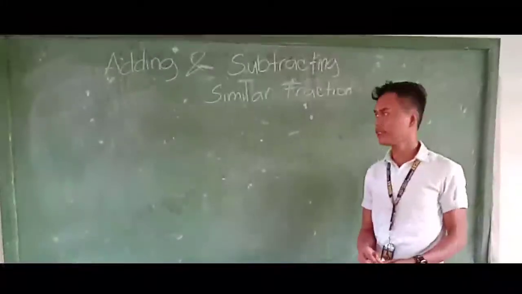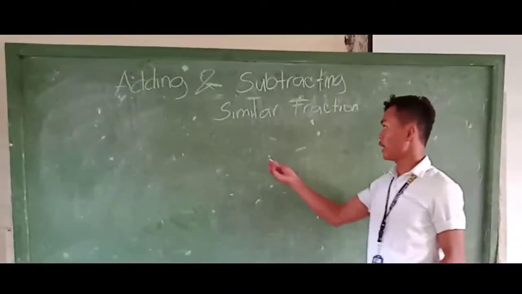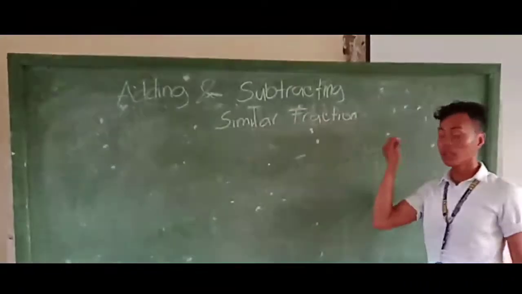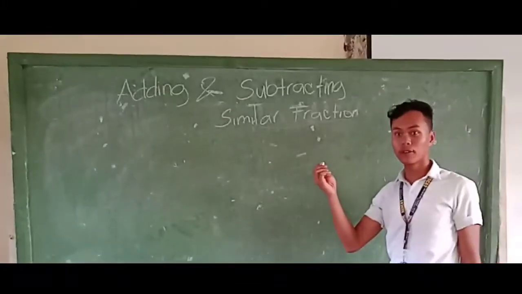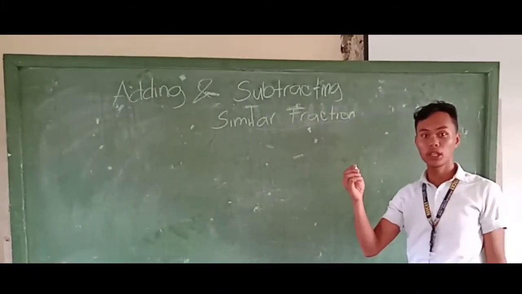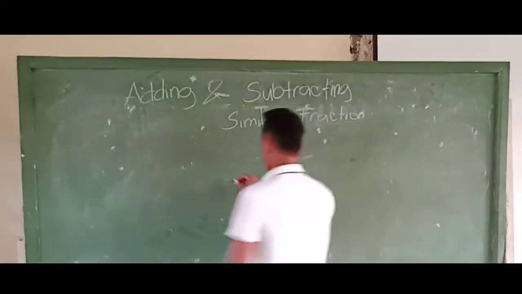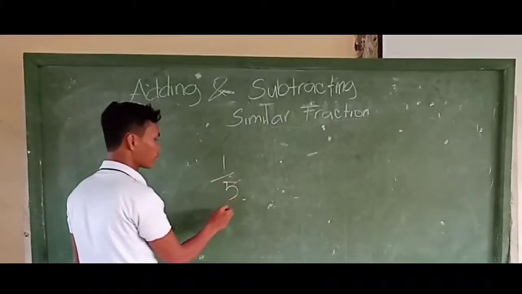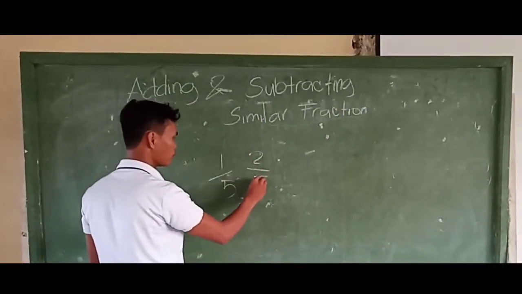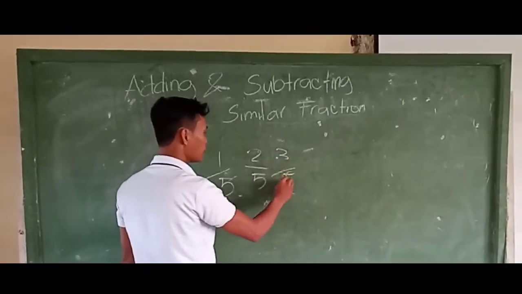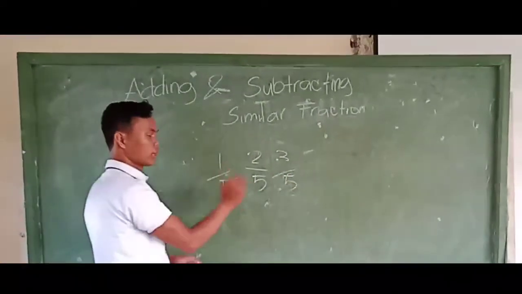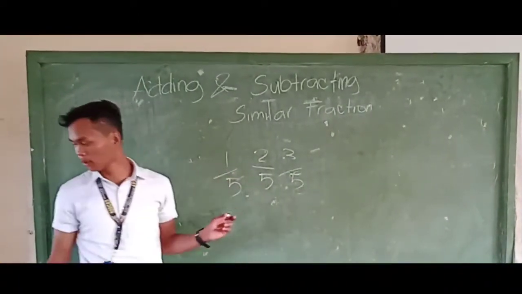Now, let's begin. Let's define what a similar fraction is. A similar fraction is a fraction that has the same denominator. For example, 1/5, 2/5, 3/5. They have the same denominator, so they are similar fractions.